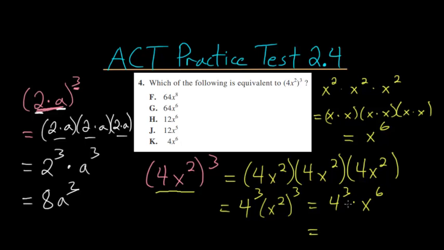And 4 to the third power is just 4 times 4 times 4. 4 times 4 is 16, and 16 times 4 is 64. So this expression simplifies to 64 times x to the 6th power. And that is choice letter G here. So that is our final answer.